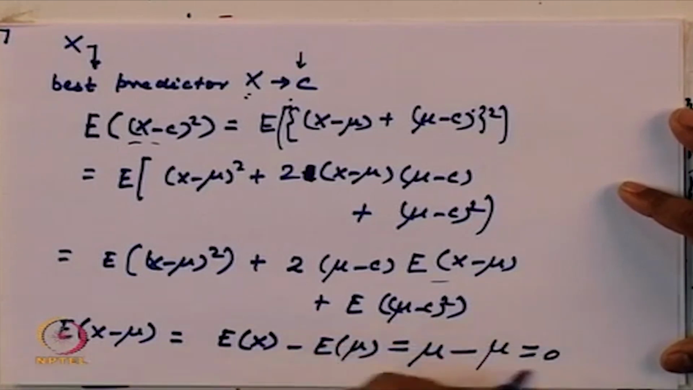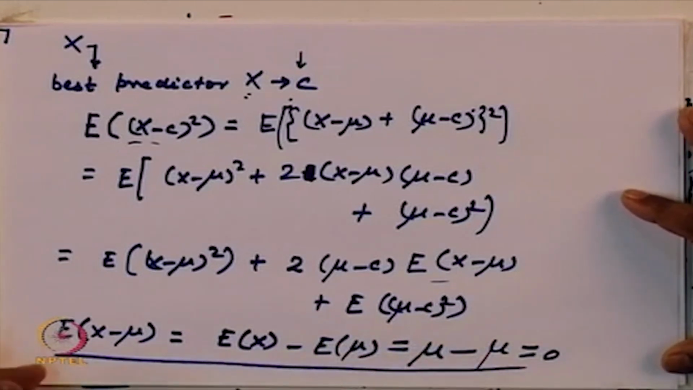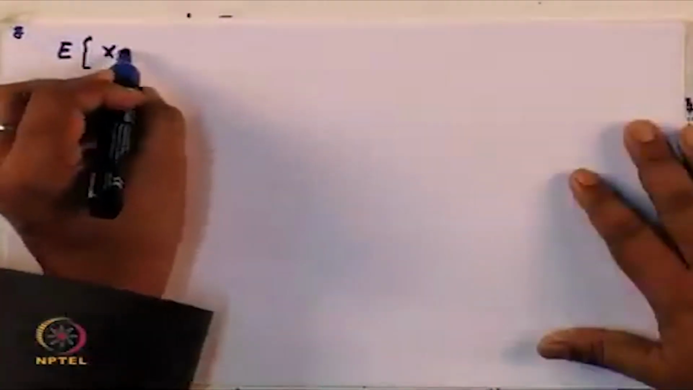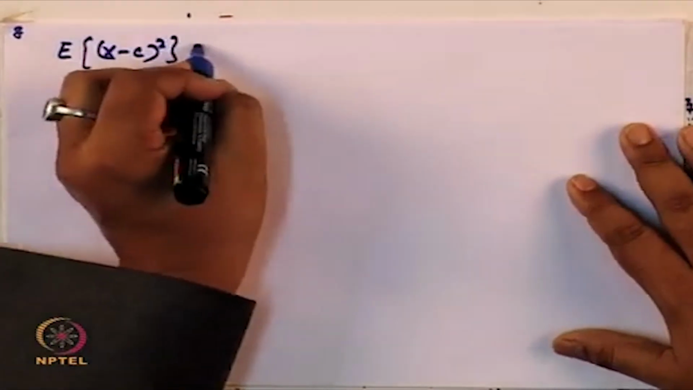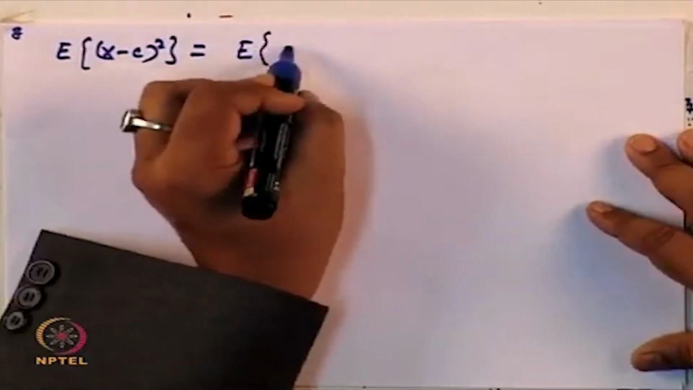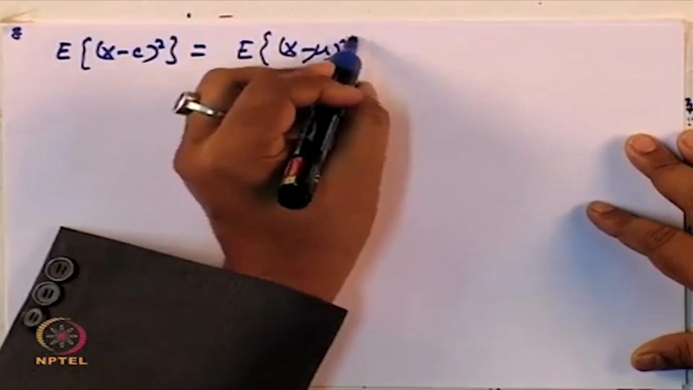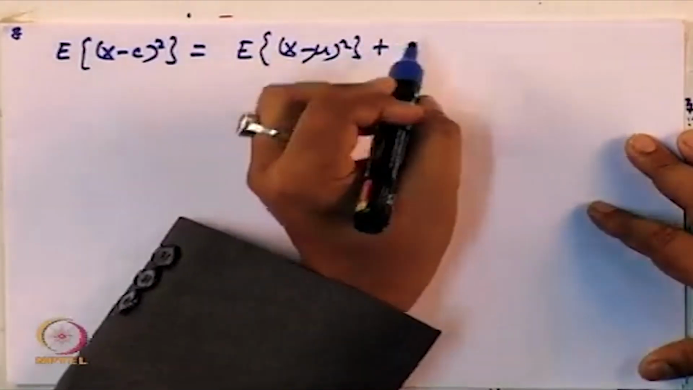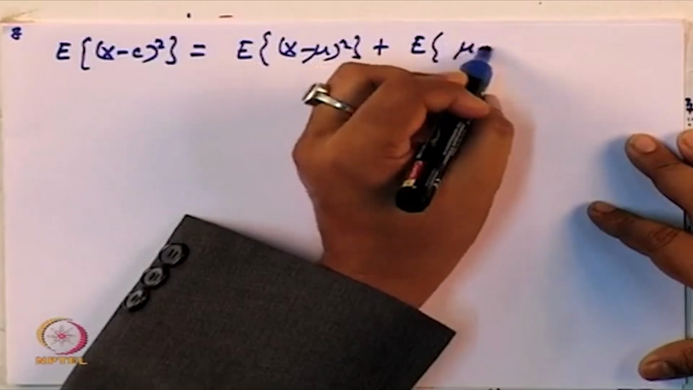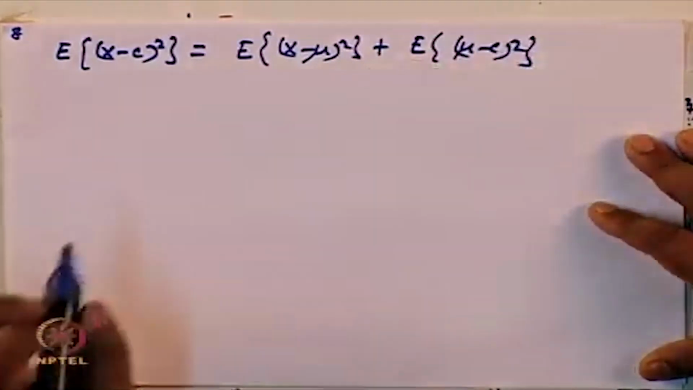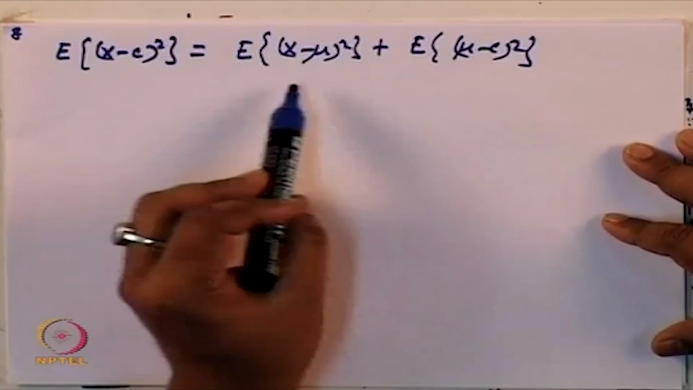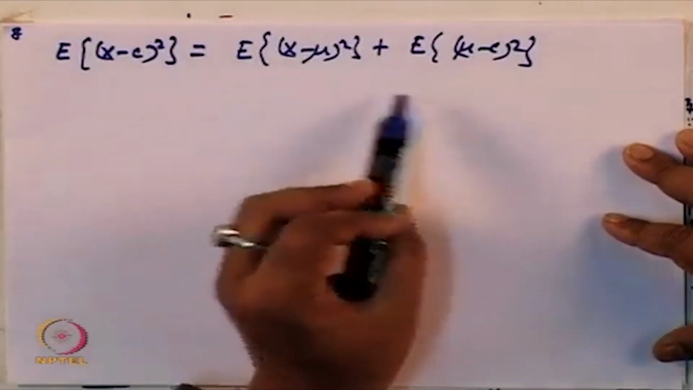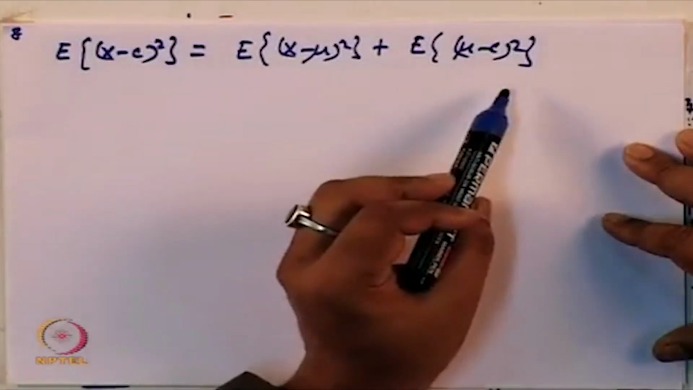So, expectation of x minus mu is simply equal to 0. Okay. So, we can modify this expression. So, expectation of x minus c whole square is expectation of x minus mu whole square plus expectation of mu minus c whole square.